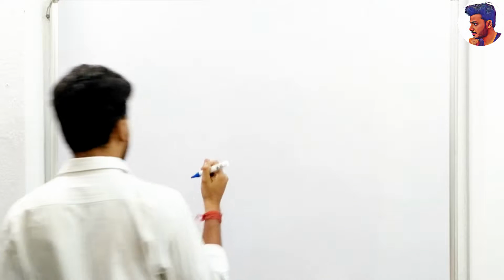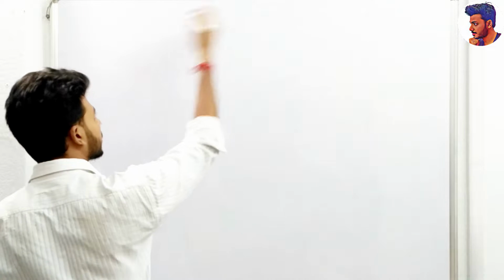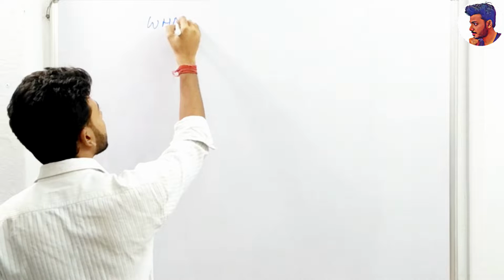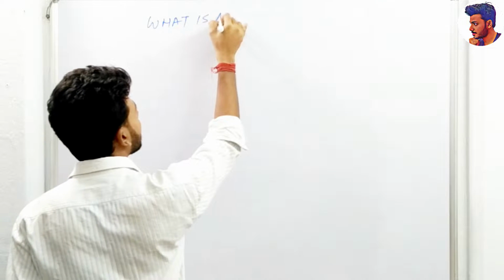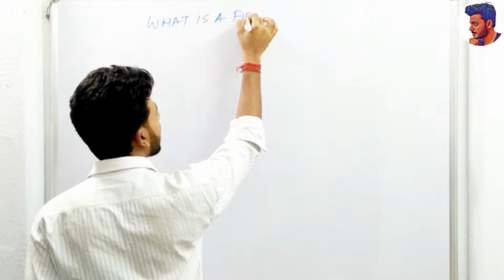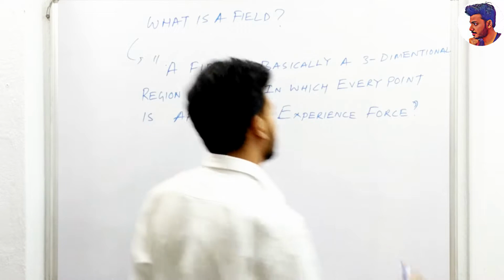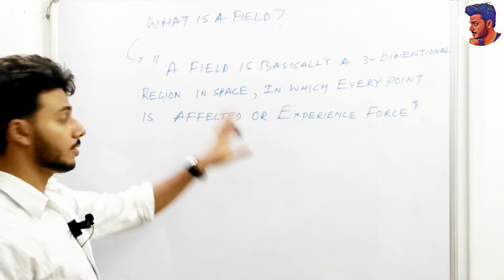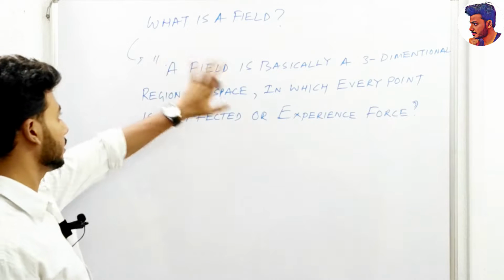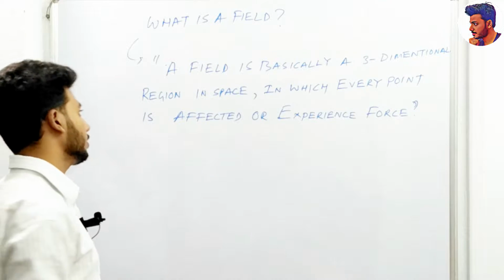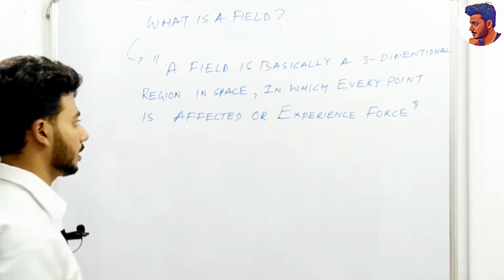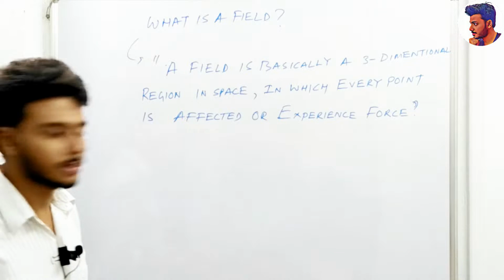So what is a field? So basically this is the complete definition of what is a field. Field is basically a three-dimensional region in space in which every point is affected or experienced by some forces.